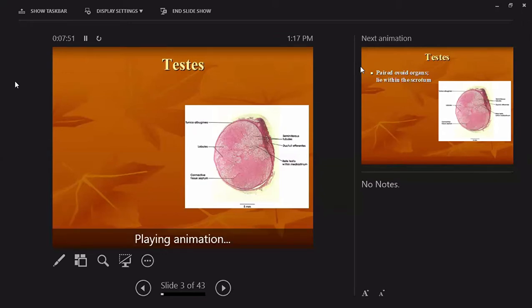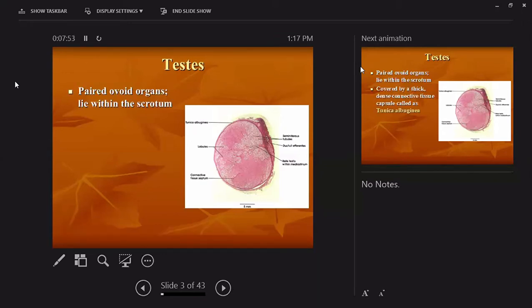Testes. These testes are paired ovoid organs, lie within the scrotum. So, gentlemen, you check your testes if you have a pair of testes, okay? And what do you observe in your testes?